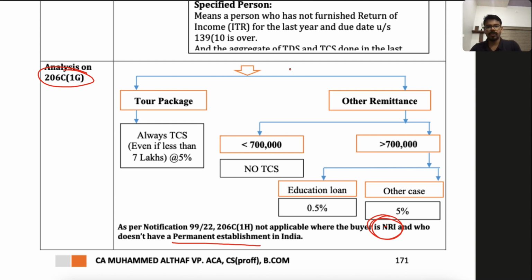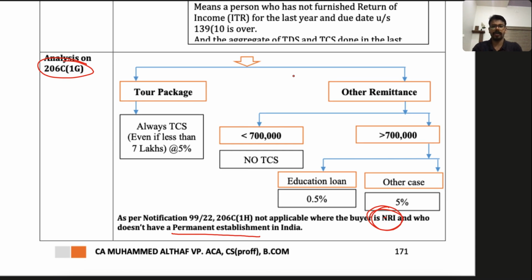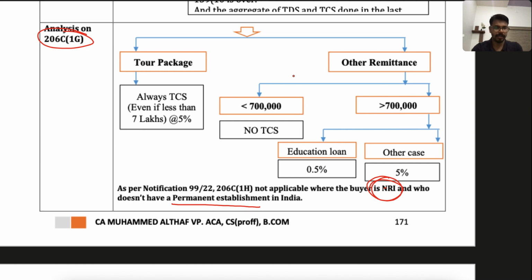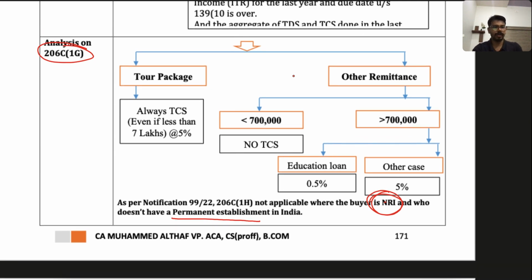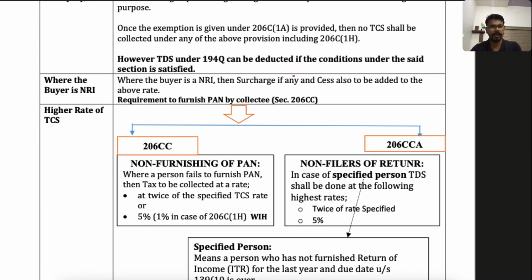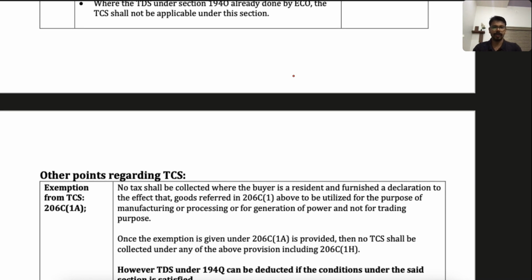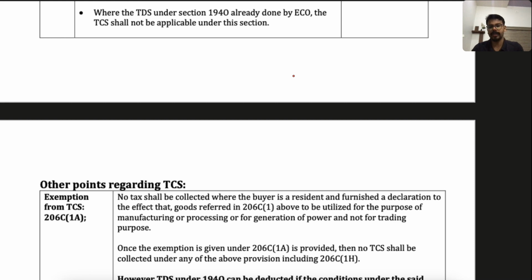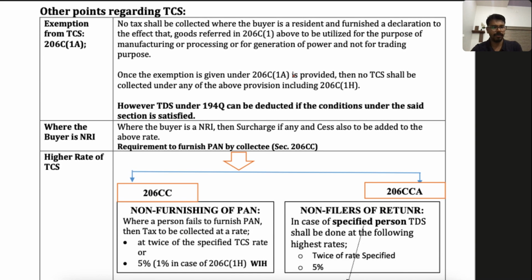Other than this, for the inter level I don't see any kind of amendments, because, as I told you, this new budget is not applicable for your exams. Your exams are based on Budget 2022. There are not many amendments, and I hope all of you have studied the other TCS provisions: 194Q, 194R, 194P, 194N. All those were brought in the last budget, so that is the only new thing. Other than that, nothing else for the inter level.